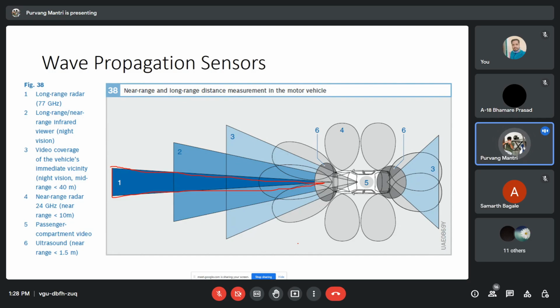So there are three types of sensors. One is the typical electrical resistance sensor, which is nothing but a potentiometer. Then we have magnetically activated sensors, which are Hall effect sensors. And lastly, we have wave propagation sensors, which measure distance.